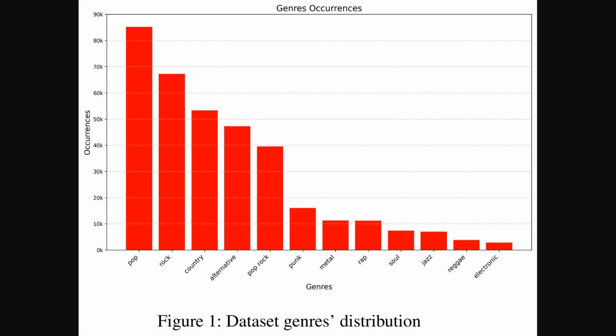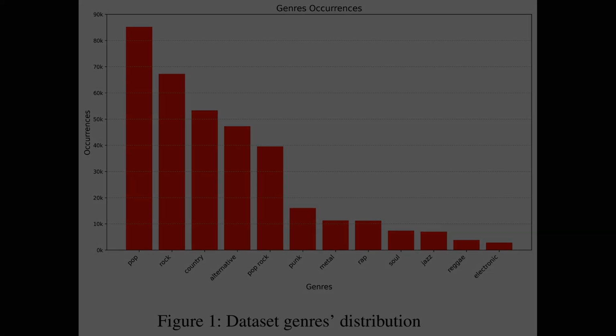Okay, so to give you a better idea of what's in this huge dataset, let's look at the genres. Figure 1 here shows a bar chart of the genre distribution. As you can see, pop is by far the most frequent genre, with over 80,000 songs. Then you've got rock, country, and alternative as the next biggest chunks. This reflects the kind of music that's popular on sites like Ultimate Guitar, where the data came from. It definitely leans towards pop and rock styles.